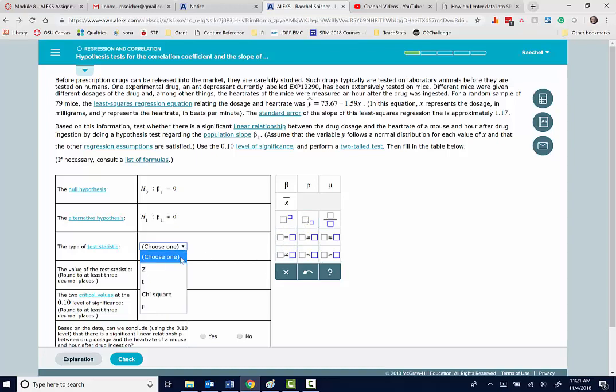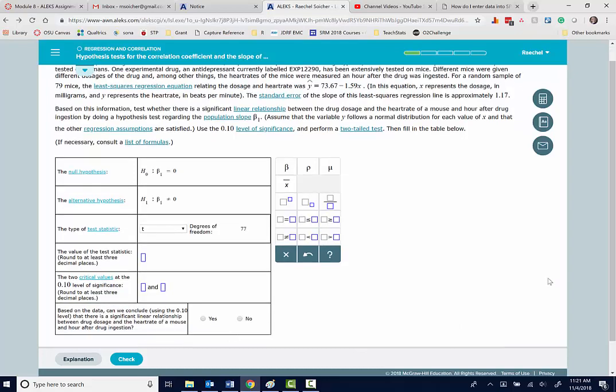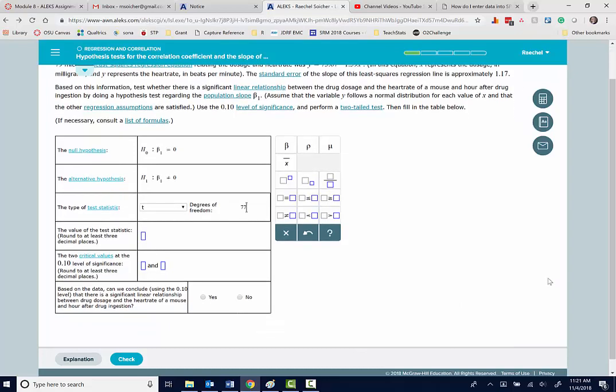We're actually going to use a t-statistic to test whether this is true, and our t-distribution has n-2 degrees of freedom. If we read in the experiment, we have a random sample of 79 mice, and 79 minus 2 is 77. So we have 77 degrees of freedom. And we're asked to calculate the test statistic.